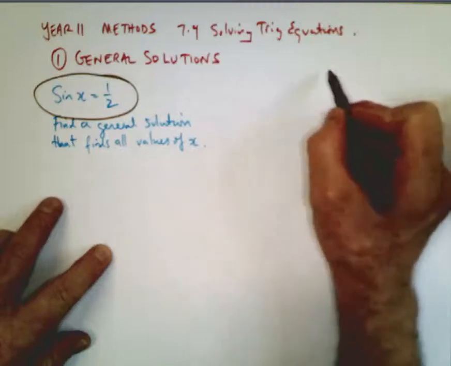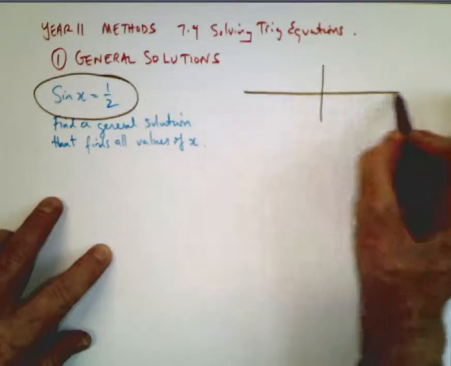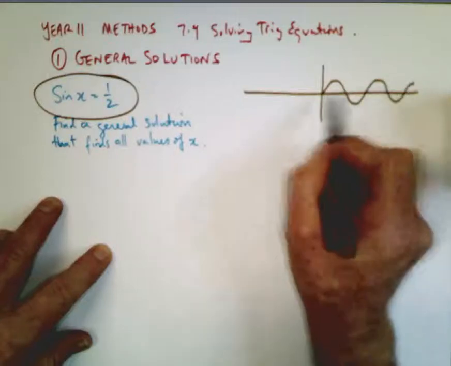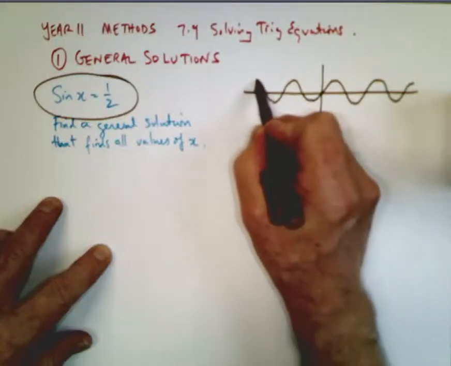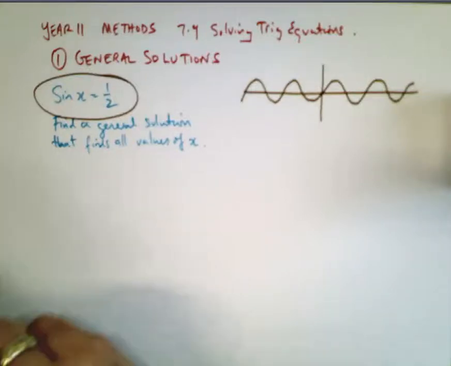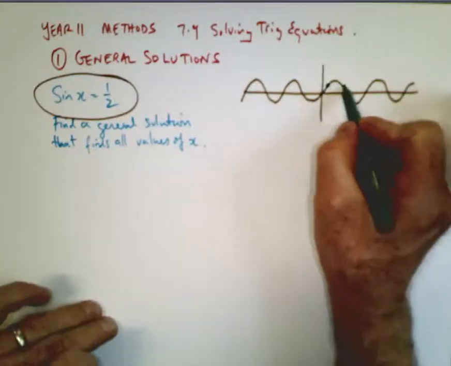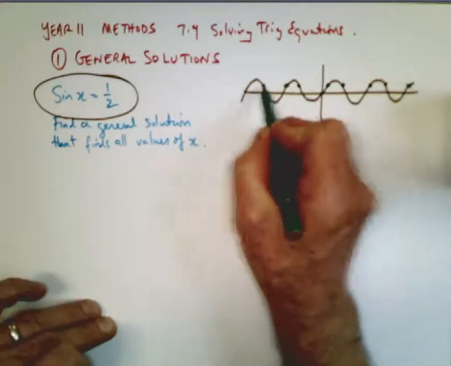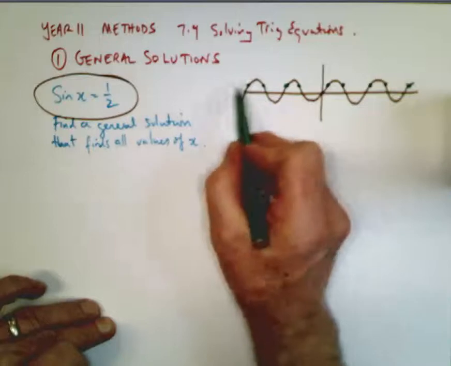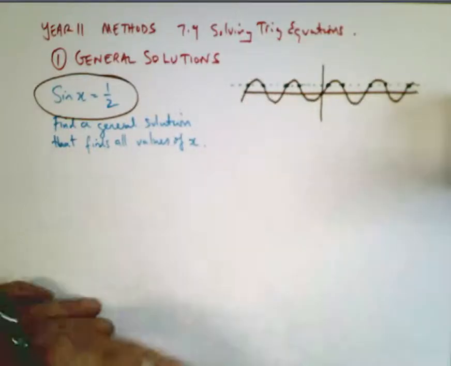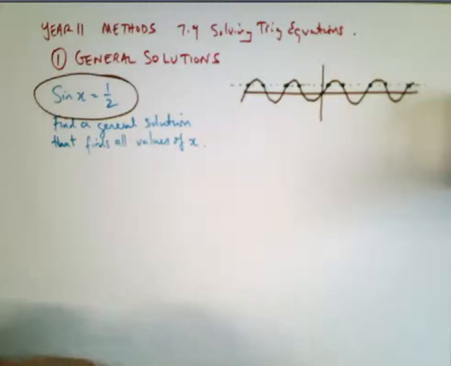Now if I consider what sine of x equals a half looks like, I've got the sine curve that continues forever in this direction and forever in this direction. And it's going to equal a half on many occasions. It's going to be a half there and there and there and there. All of those values, y equals a half. So I'm actually going to have an infinite number of solutions. So how do I come up with all of those solutions?